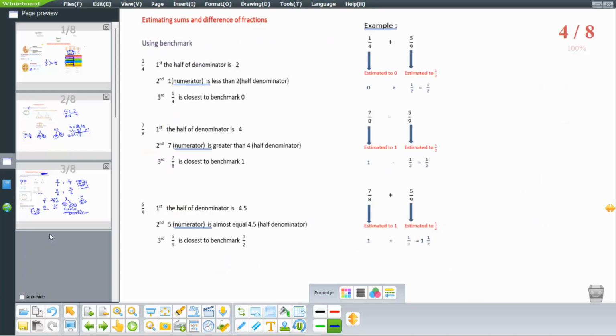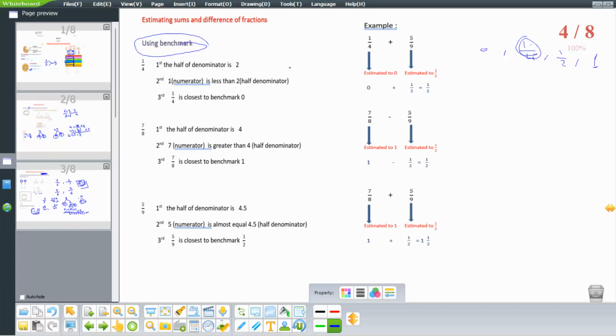Okay. Estimating sum and difference of fractions. Estimation here will use benchmarks. Do you remember the benchmarks? Okay, we know that the main benchmarks in fractions are 0, a quarter, a half, and 1. Sorry, 0, a half, and 1. Here we are going to talk about 0, a half, and 1.